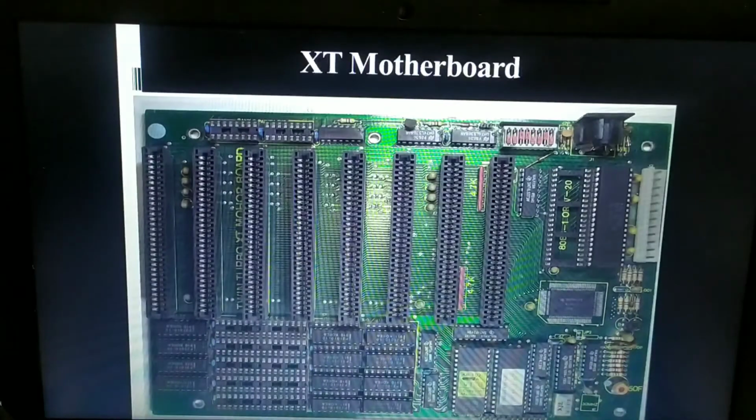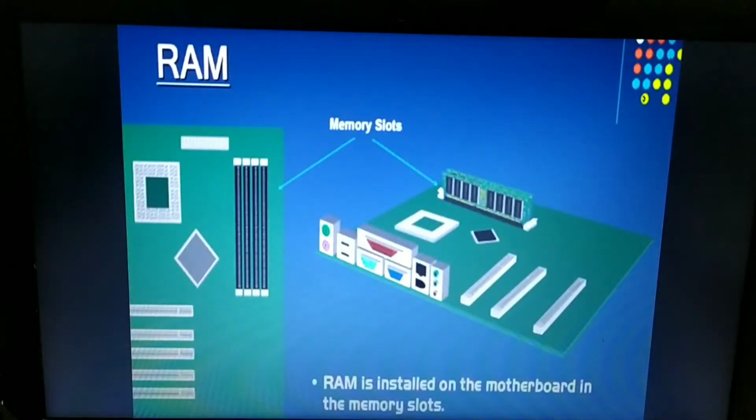And this XT motherboard also uses certain slots like ISA slots. I'll show you here.